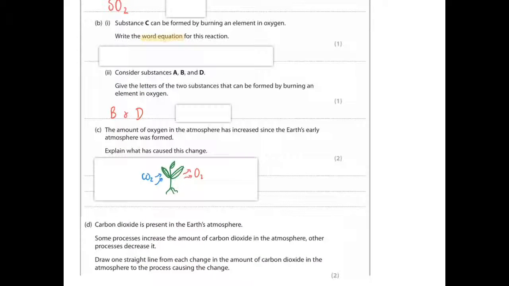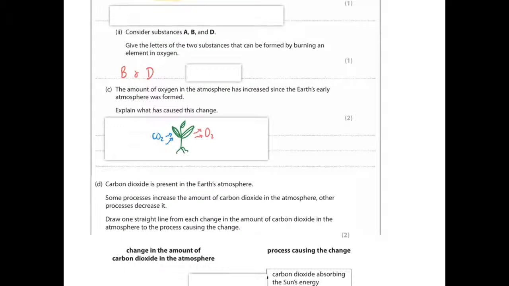The amount of oxygen in the atmosphere has increased since the Earth's early atmosphere was formed. Explain what has caused this change. So basically, plants or algae, green plants evolved which could photosynthesize. They took in carbon dioxide and released oxygen.